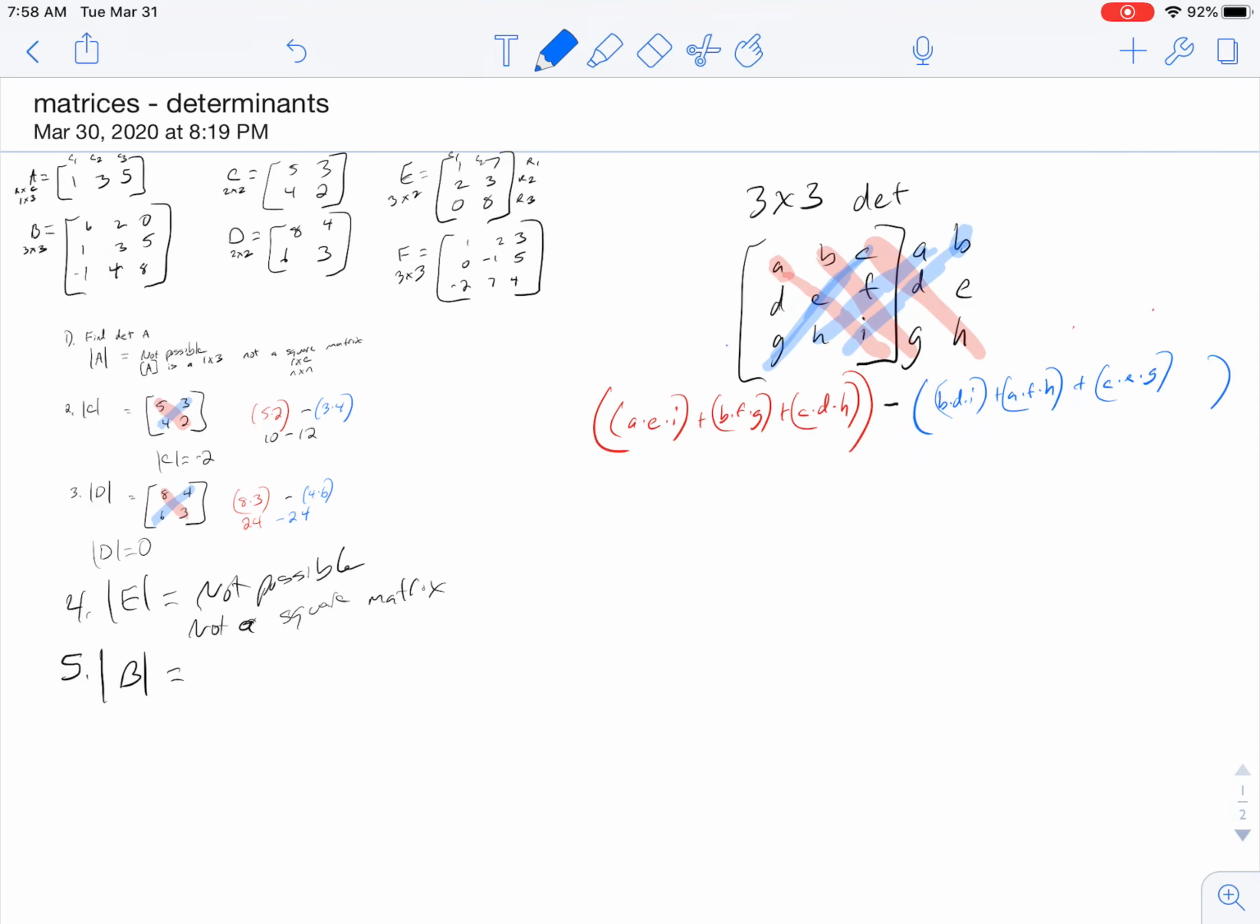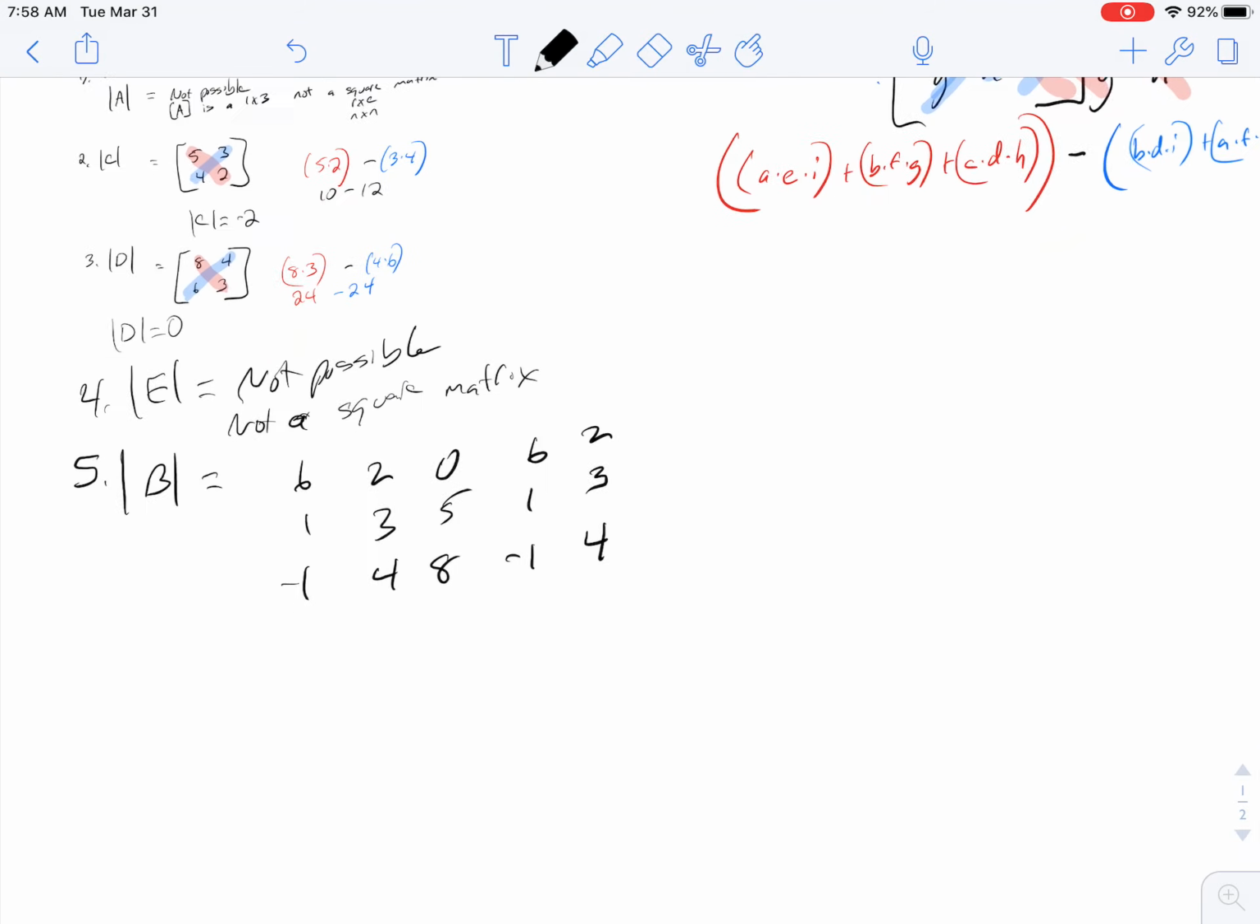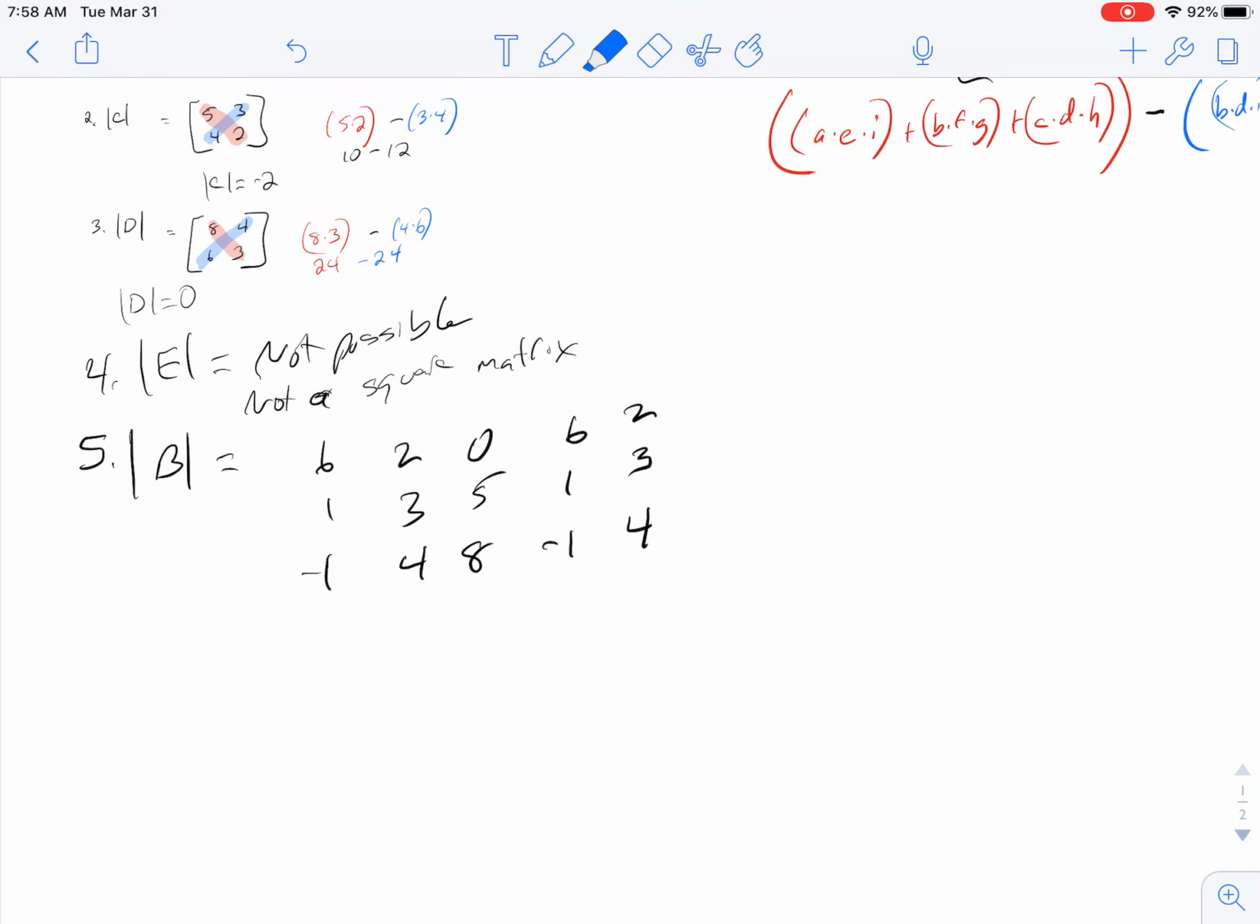So with matrix B, I'm going to rewrite it. 6, 2, 0, 1, 3, 5, negative 1, 4, and 8. Rewrite the first two columns again. 6, 1, and negative 1. 2, 3, and 4. We'll use color to help us. All right, so along this first one, it's going to be 6 times 3 times 8. 18 times 8, I believe, is 144.